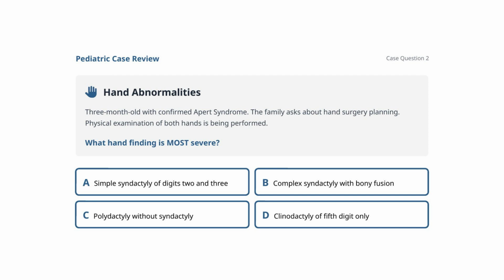A 3-month-old infant has confirmed Apert syndrome. The family asks about hand surgery planning. Physical examination of both hands is being performed. What hand finding represents the most severe manifestation in Apert syndrome?